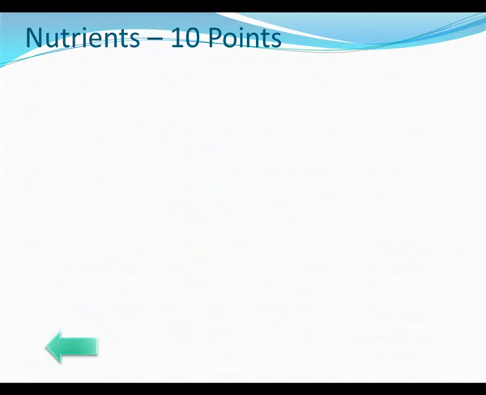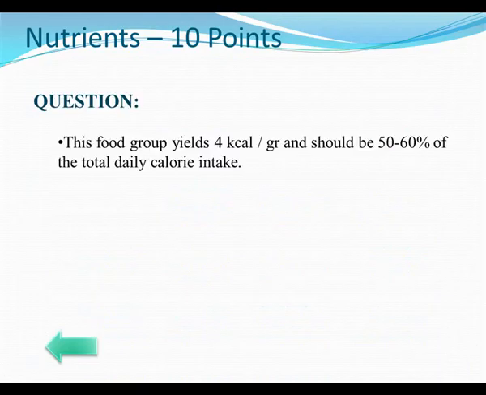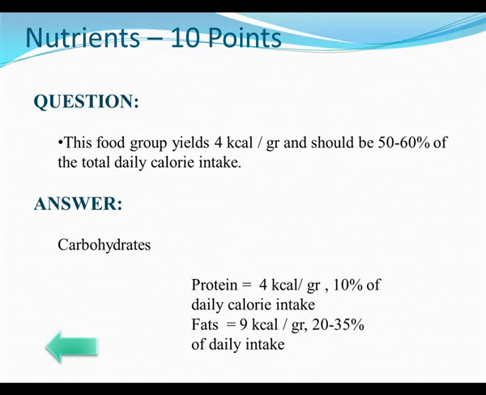Under the nutrients category, the first question is, this food group yields 4 kilocalories per gram and should be 50 to 60% of the total daily calorie intake. Answer to that is carbohydrates. Protein is 4 kilocalories per gram. That should be about 10% of your daily calorie intake. And fats have more calories per gram. They're 9 kilocalories per gram. It should be about 20 to 35% of your daily intake.